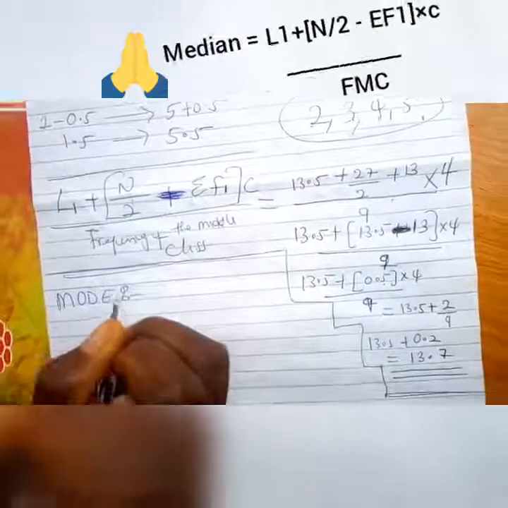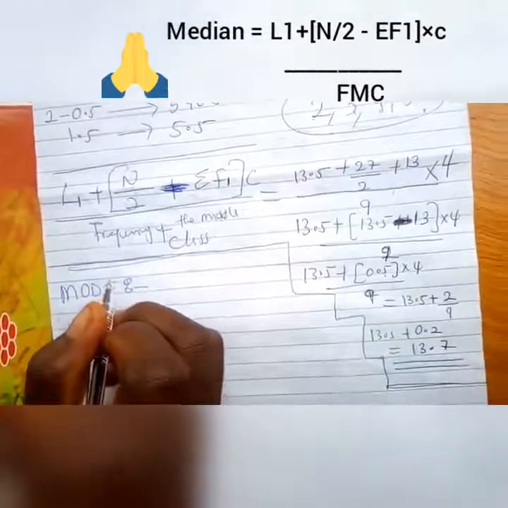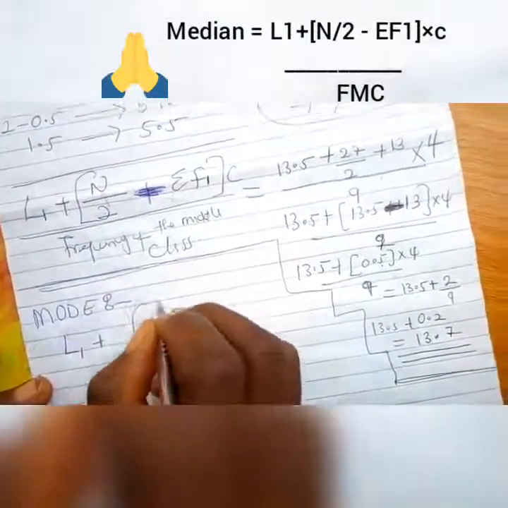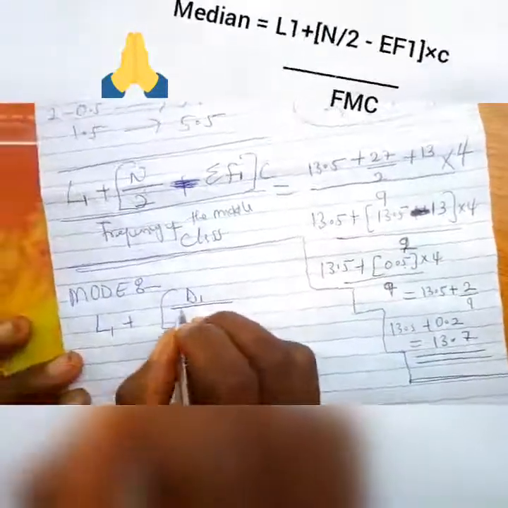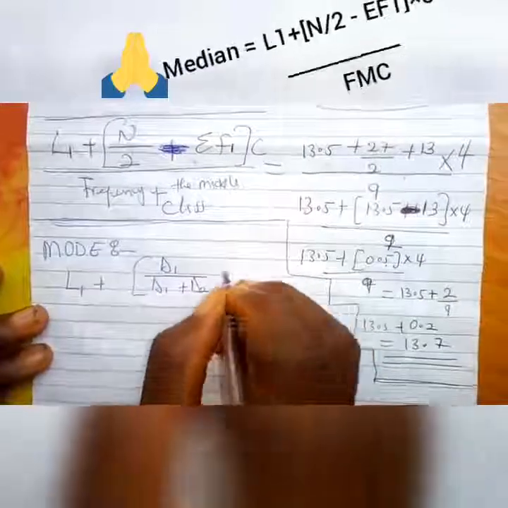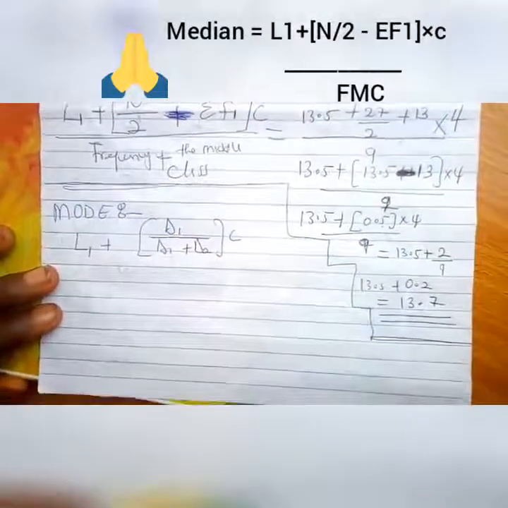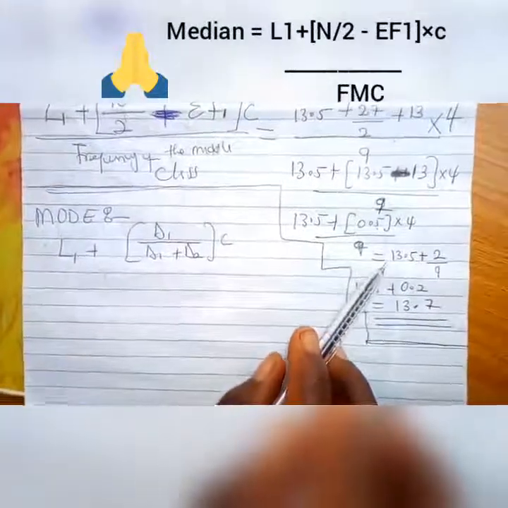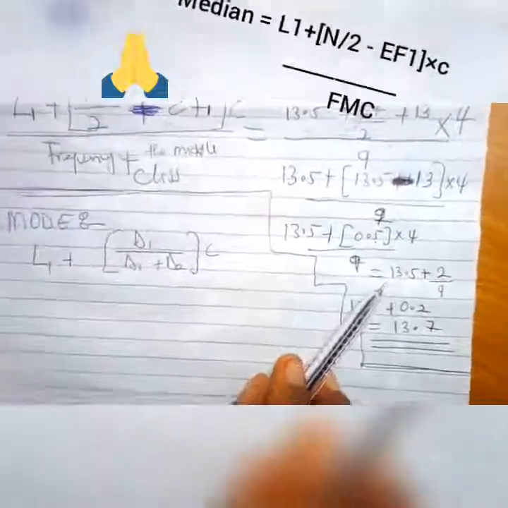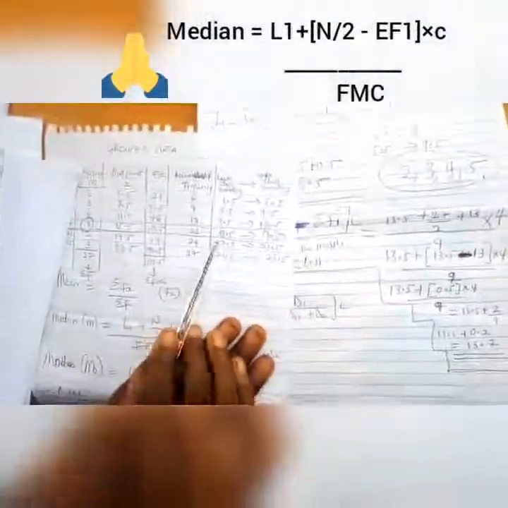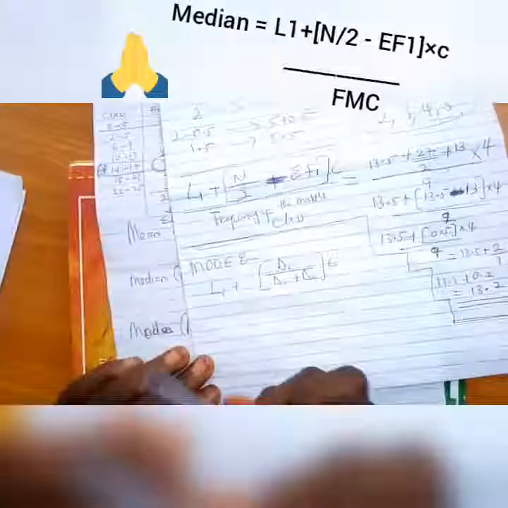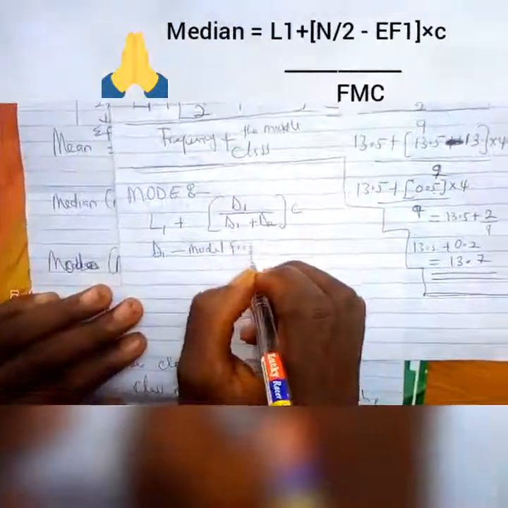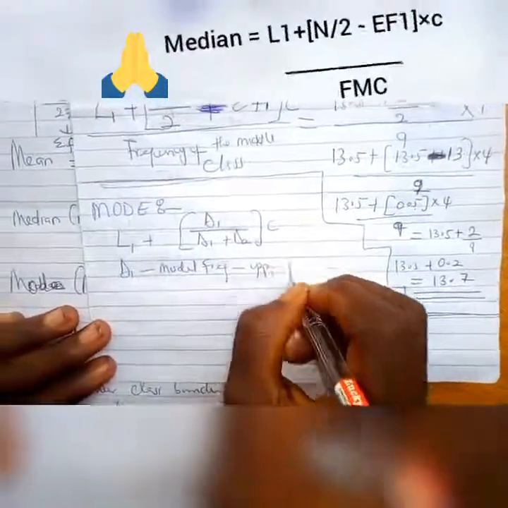So we have the mode and the formula for the mode. Don't worry, this time around I won't make a mistake. So we're having L1 plus D1 divided by D1 plus D2. Then you multiply it by C. I hope you are getting it. So this L1, just the way we've done before, is the lower class boundary. I hope you get that. And D1 is the modal frequency minus the upper frequency.